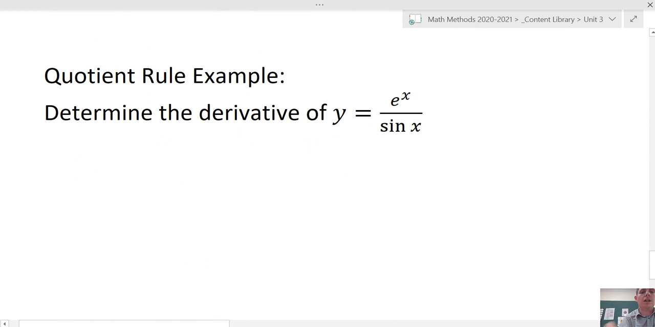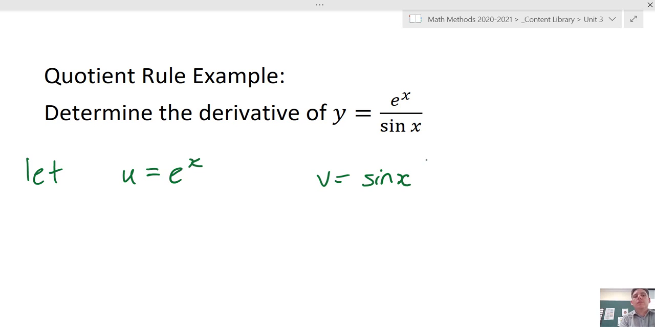Last one, and then you can have a go all by yourself. The training wheels are coming off. Alright, the first step, same as the product rule. Did everyone get this? Should have got the first step, hopefully. Second step is, after you've let u and v equal something, the derivatives in terms of x. We know that the derivative of e to the x is e to the x.